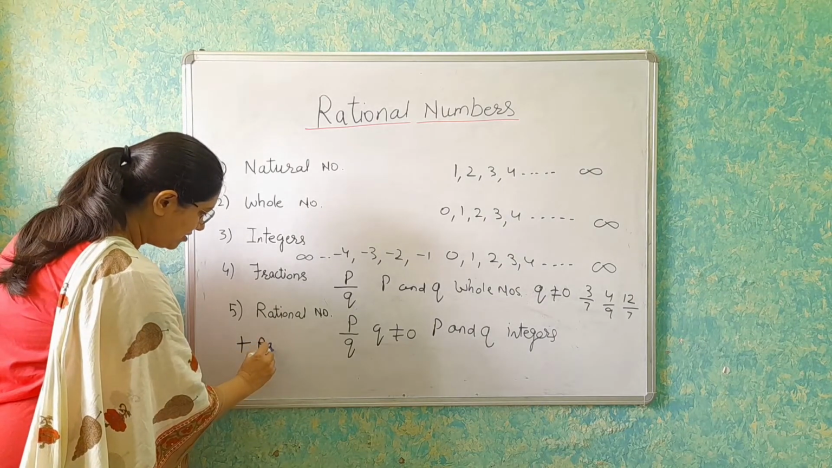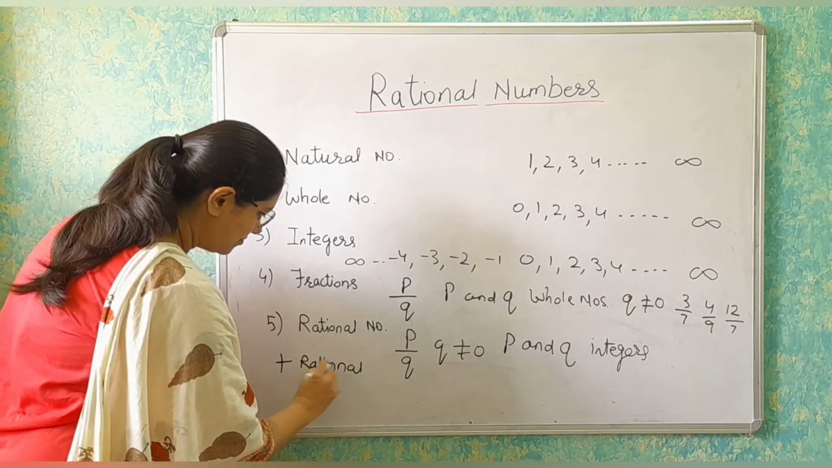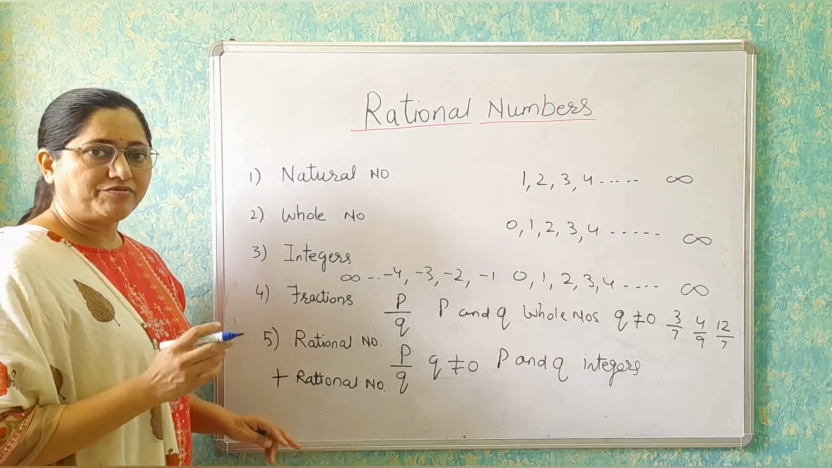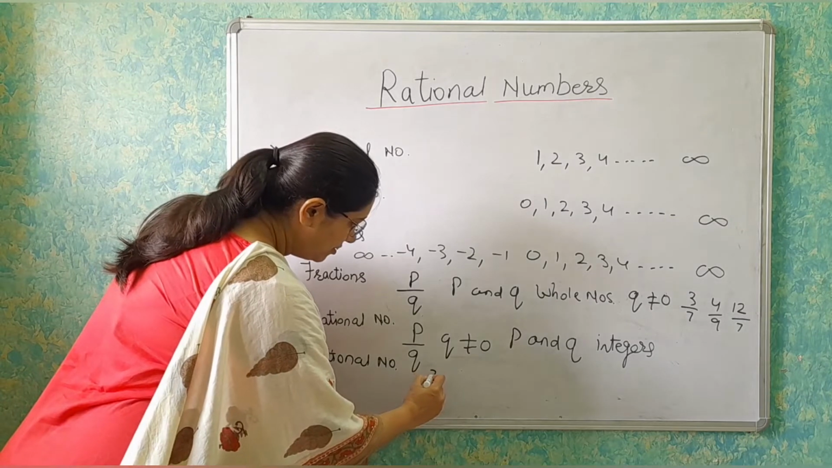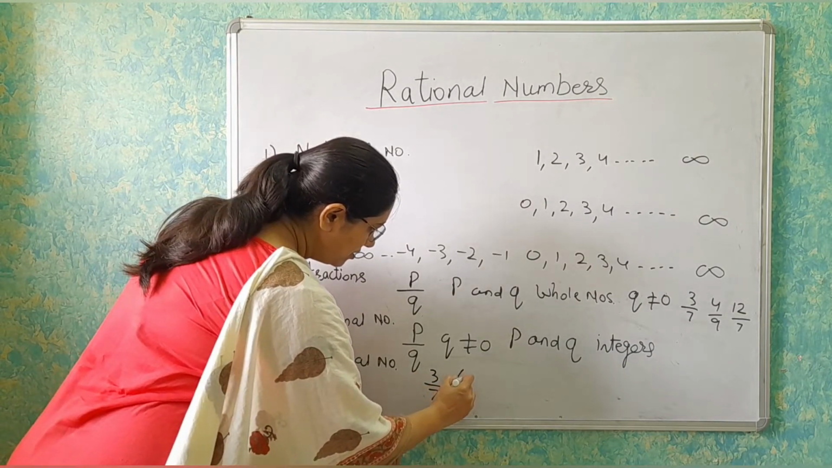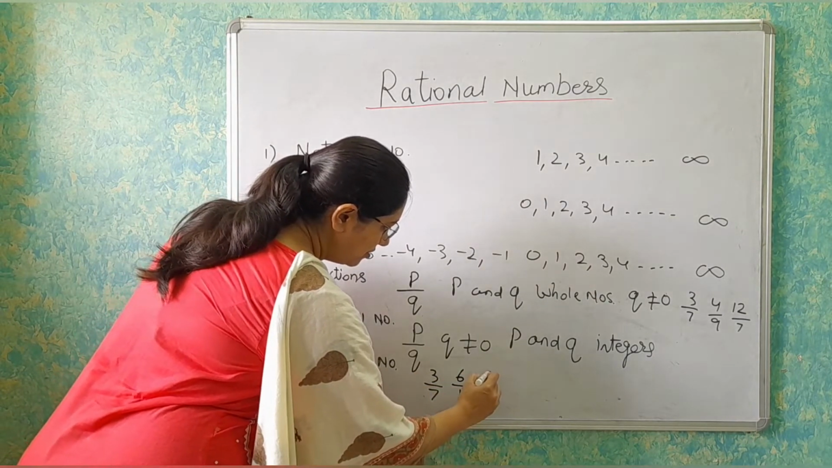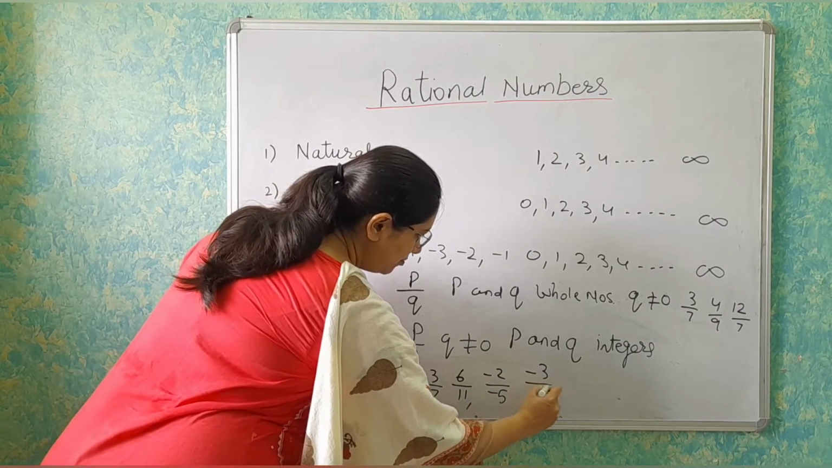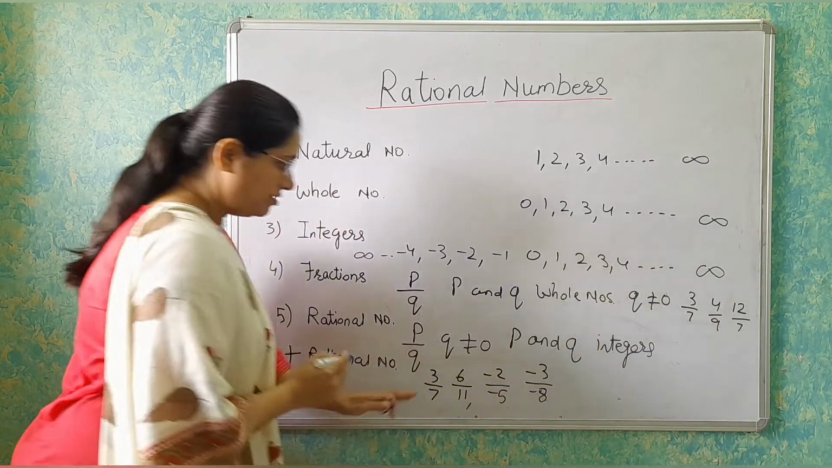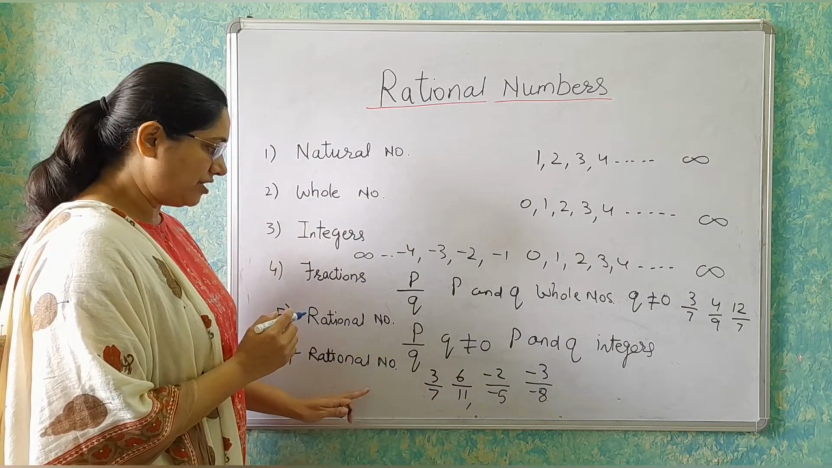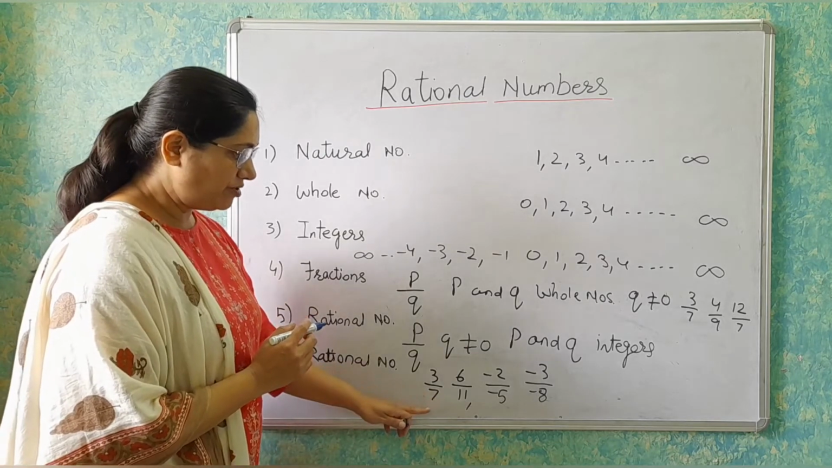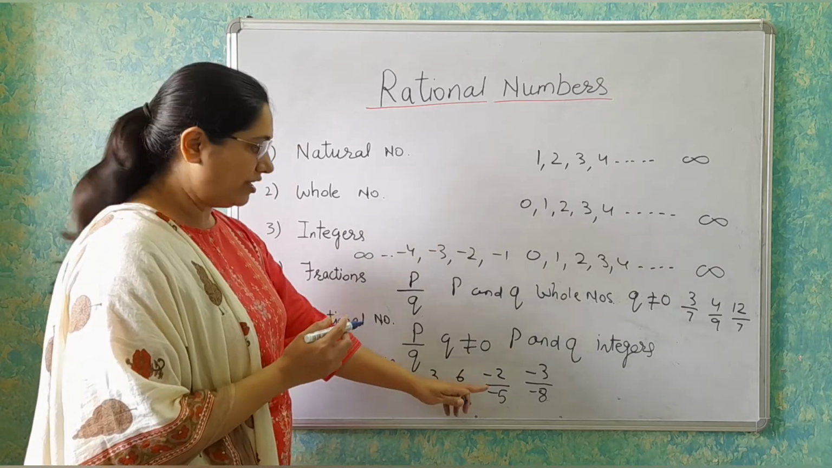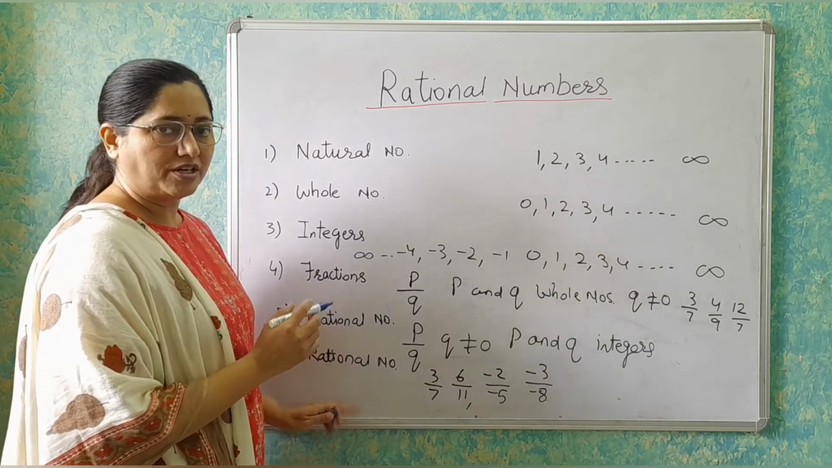Positive rational numbers are those rational numbers in which numerator and denominator have the same sign, for example, 3 upon 7, 6 upon 11, minus 2 upon minus 5, minus 3 upon minus 8. See, these are all positive rational numbers because two of them are positive and two of them have numerator and denominator both negative. So still they are positive rational numbers.